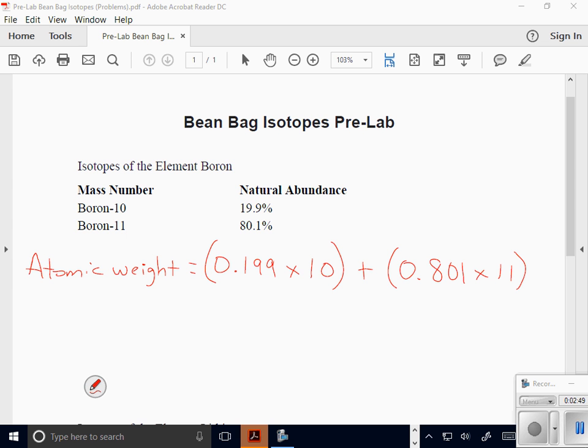So, when I fire this up and do my math, that gives me 1.99. That gives me 8.811. When I add them together, I get 10.8.